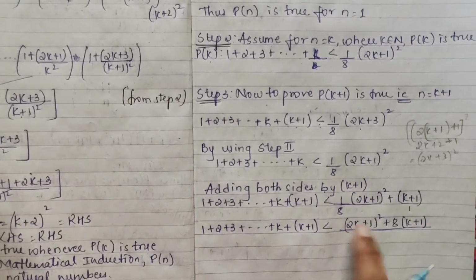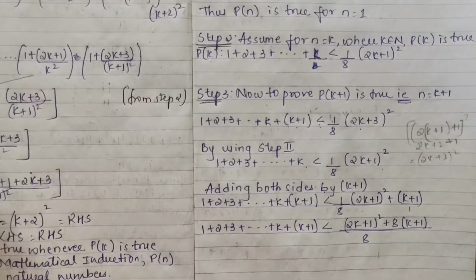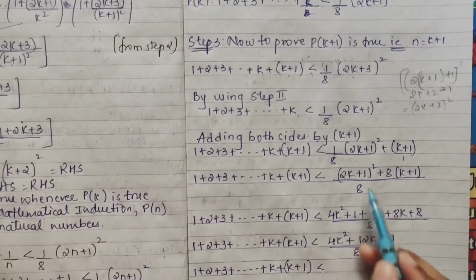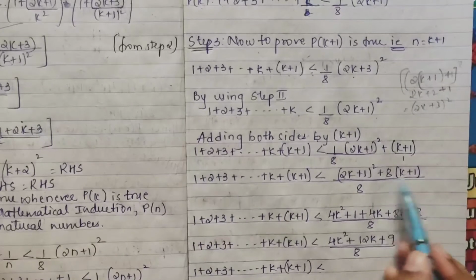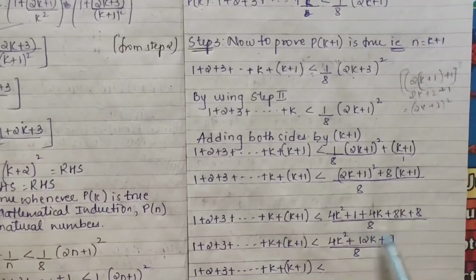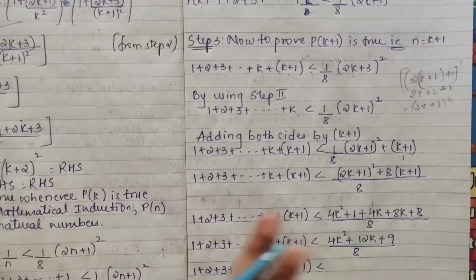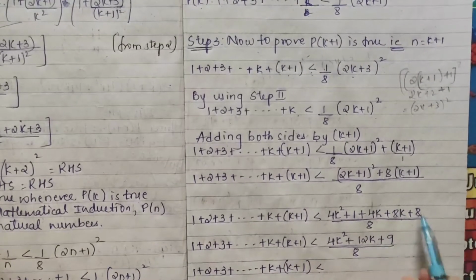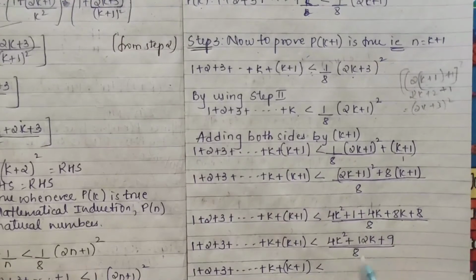Multiply it, even this you can apply the identity, that is a plus b the whole square. So what you will get, 4k square plus 1 plus 4k, plus 8k plus 8, whole divided by 8. This side just keep it as it is, 4k square, see 4k plus 8k you will get 12k, 8 plus 1 you will get 9, whole divided by 8.